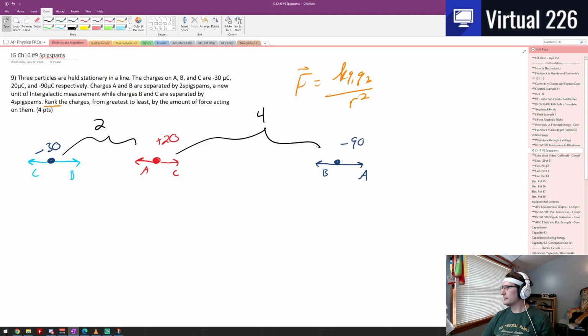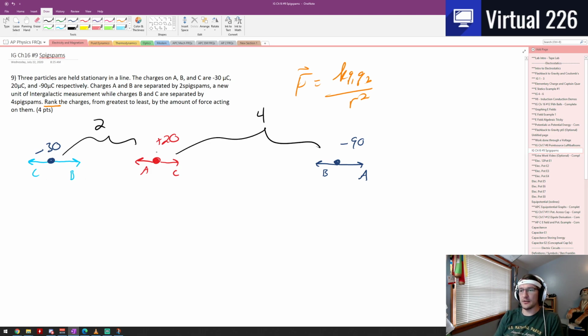So if we just wanted to, hold on, did I do this correctly? Charges A, B, and C, negative 30, 20, negative 90. Charges A and B are 2 Spigspams. B and C are 4 Spigspams. Rank the charges from greatest to least. Okay, so we know that all of these are going to subtract from one another.